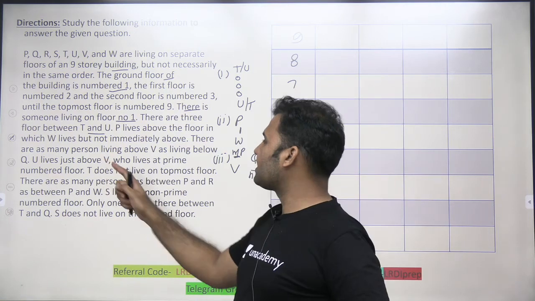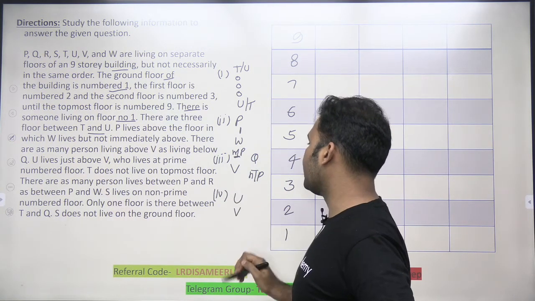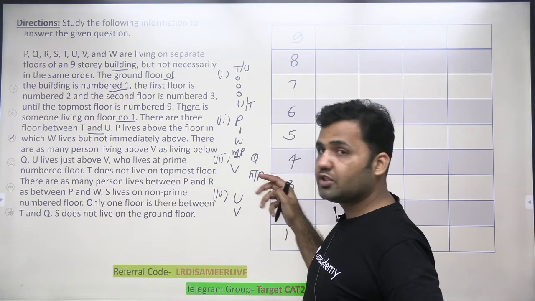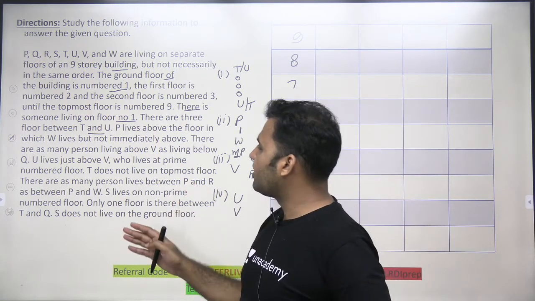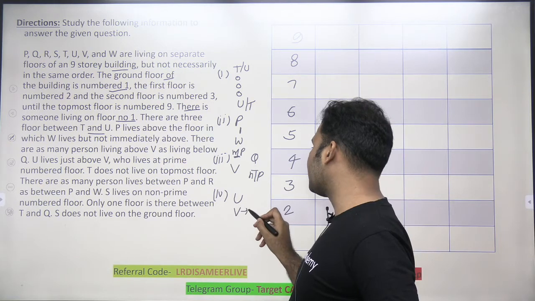U lives just above V. So V and U are on consecutive floors with U on the floor above V. Who lives on a prime number floor? V lives on a prime number floor.